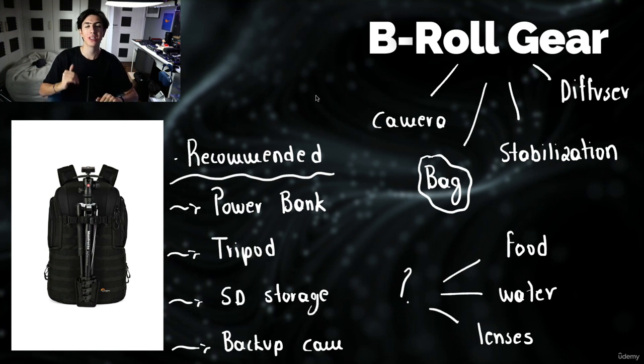Let's move to the second gear piece you need to shoot B-roll outside, and this is pretty much going to be a camera bag. Now, a camera bag is obviously not essential. It is recommended, and inside your camera bag, you should find a power bank to power again your smartphone, which is your camera, a tripod if you want to have a steady, stabilized shot again outside, more SD storage space, of course. We talked about the battery life and the SD storage of your phone, which are the factors that limit us from producing unlimited videos.